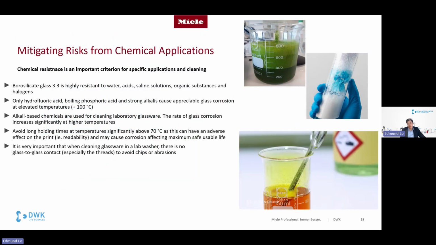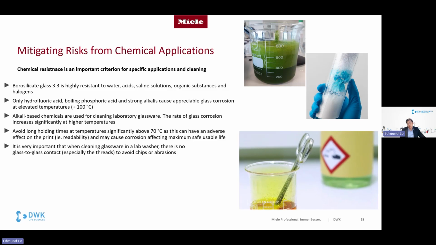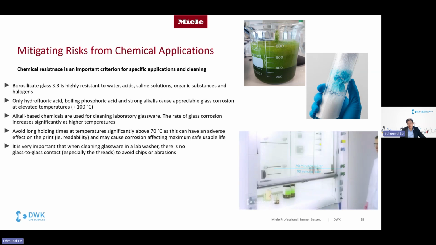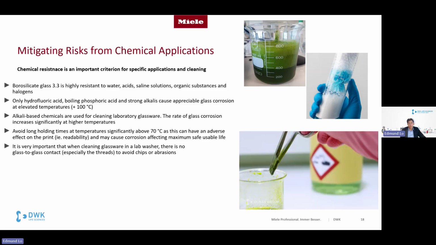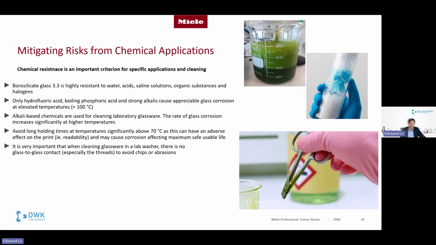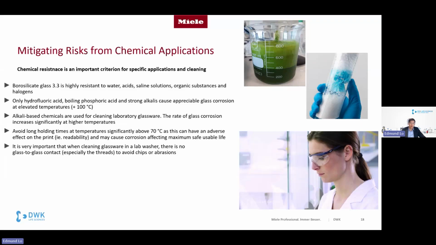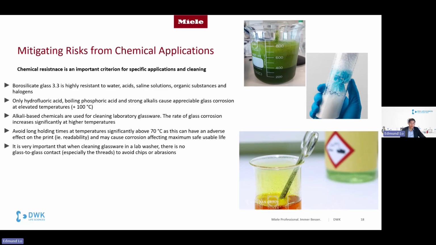For chemical applications, borosilicate 3.3 is an excellent choice because it resists most chemicals. Only highly aggressive chemicals at elevated temperatures like hydrofluoric acid can degrade the glass. When cleaning with alkali-based agents, keep the temperature at around 70 degrees Celsius and use short cycles. Also avoid glass-to-glass contact in lab washers, as this can cause damage to the glassware.